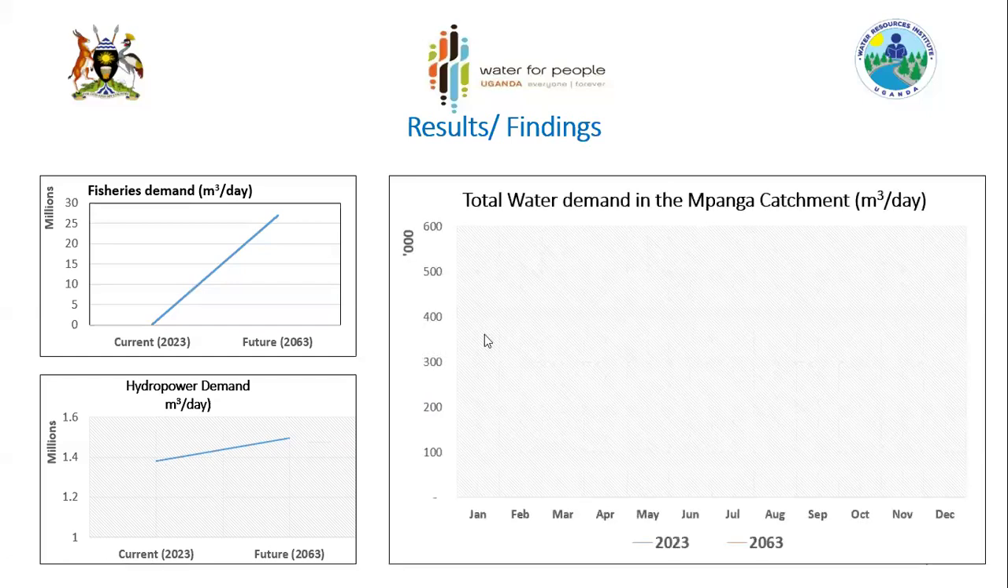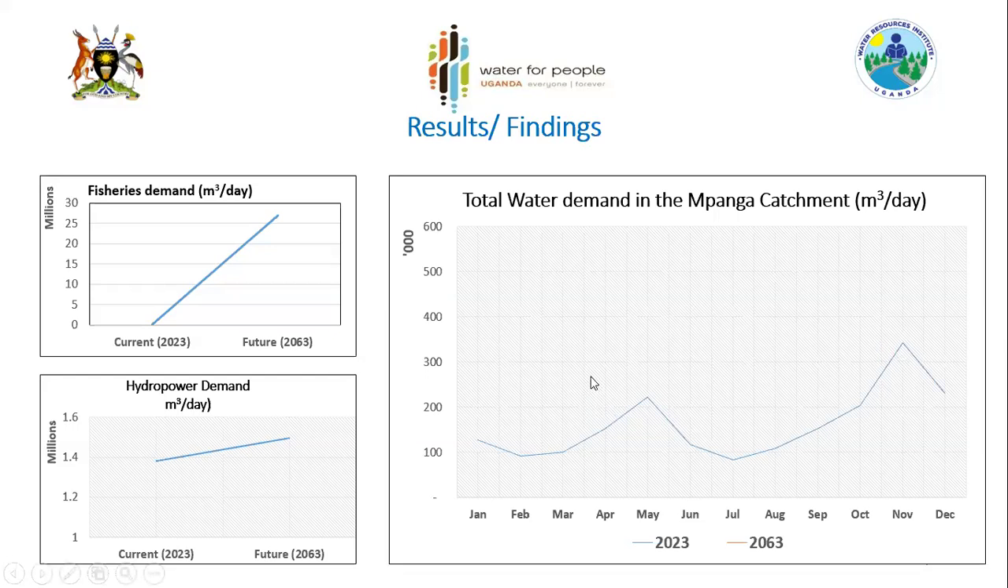And combining or aggregating this demand for the whole Mpanga catchment, we're able to obtain an oscillating pattern for the total water demand in the Mpanga catchment. And on this graph, we can see it's oscillating between around 84,000 cubic meters per day for the month of July, which is the lowest. And the highest would be around 343,000 cubic meters per day in the month of November.